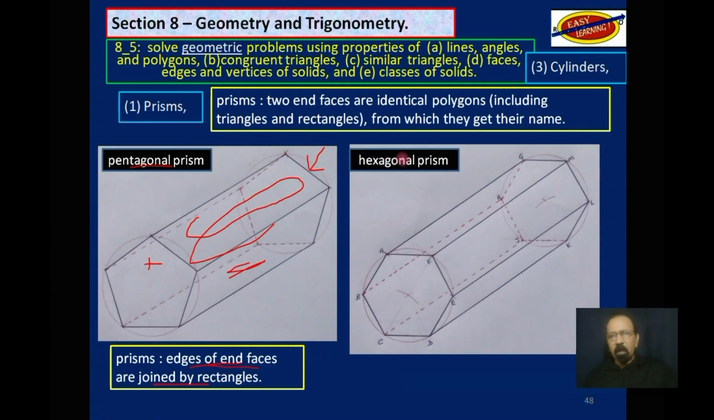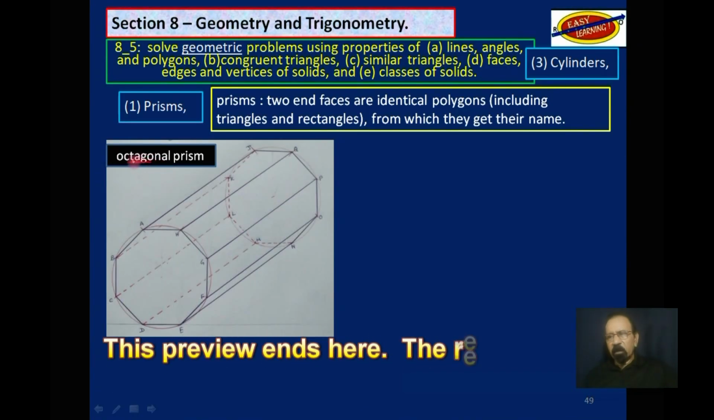This is a hexagonal prism. You have a hexagon here, hexagon on that side, 2 end faces that are identical polygons, and the sides of the end faces are joined by side rectangles, like this rectangle here. And this is an octagonal prism.